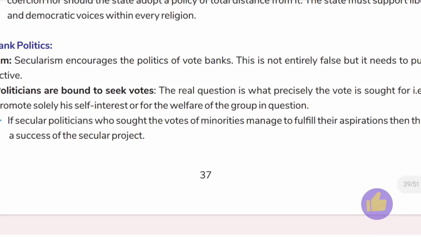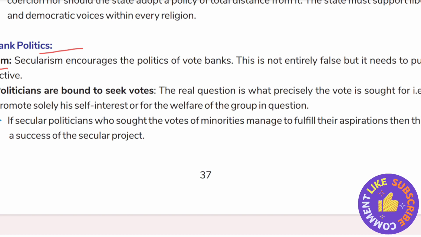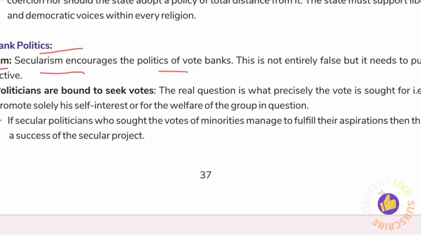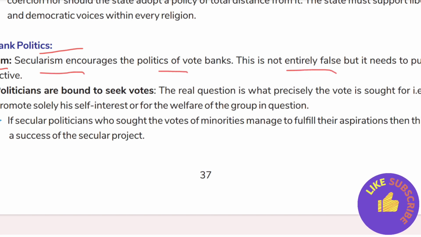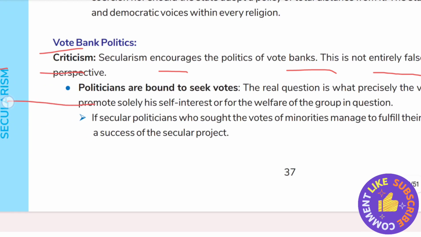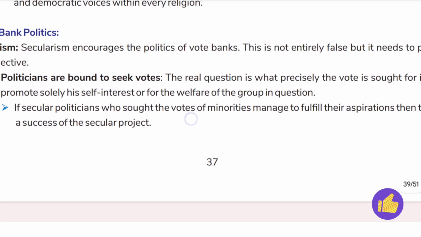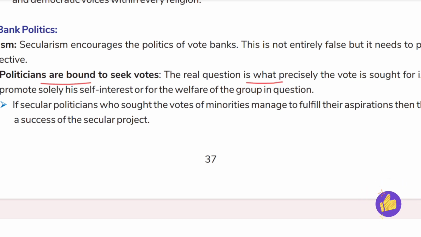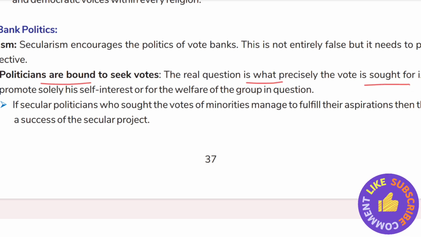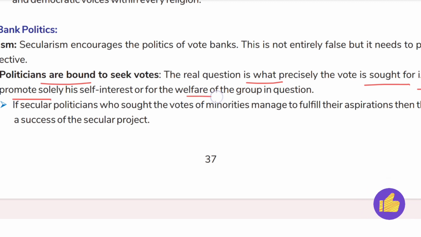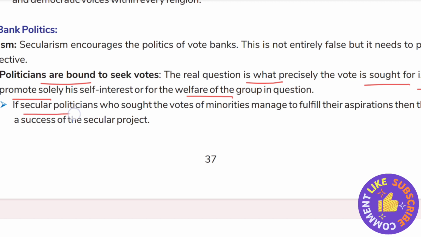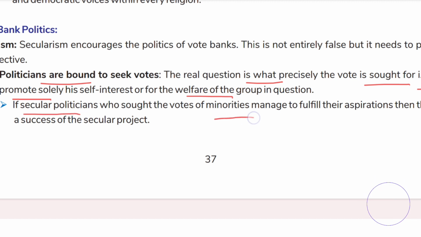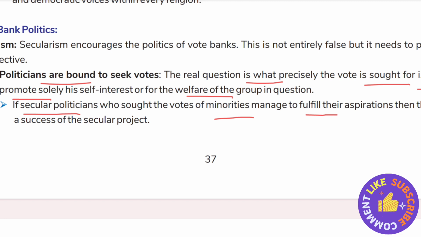So what is vote bank politics? The criticism of vote bank politics is that secularism encourages the politics of vote banks. This is not entirely false, but it needs to be put in perspective. Politicians are bound to seek votes. The real question is what precisely the vote is sought for, that is, whether it promotes solely his self-interest or the welfare of the group in question. If secular politicians who sought the votes of minorities manage to fulfill their aspirations, then this is a success of the secular project.